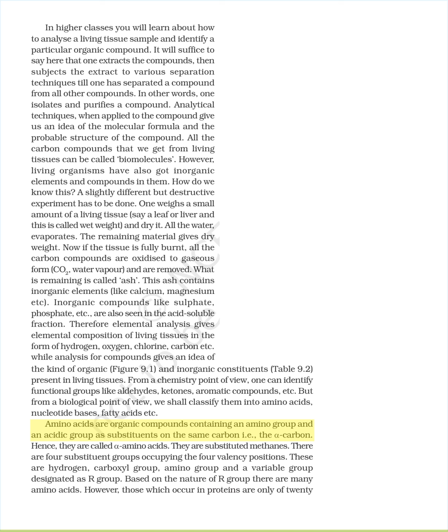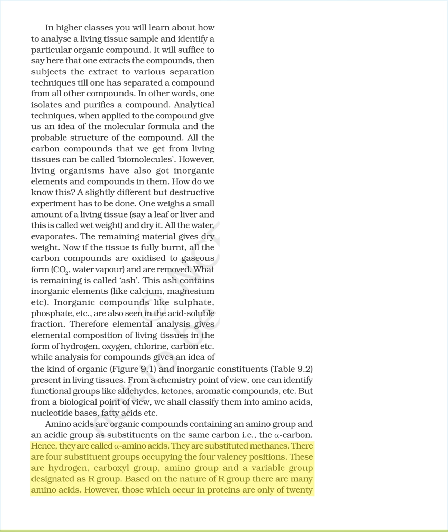Amino acids are organic compounds containing an amino group and an acidic group as substituents on the same carbon, i.e., the alpha carbon. Hence, they are called amino acids. They are substituted methanes. There are 4 substituent groups occupying the 4 valency positions. These are hydrogen, carboxyl group, amino group, and a variable group designated as R group.